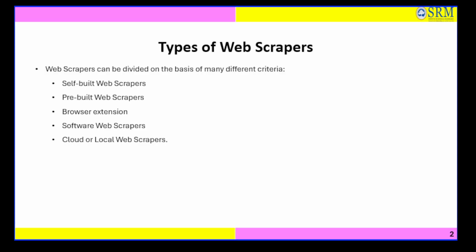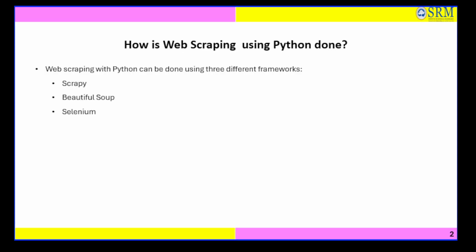And the local web scrapers run on your computer using local resources. So if your web scrapers are going to require more CPU or RAM, then your computer will become slow and not be able to perform other tasks. So how can this web scraping be done using Python? We have three wonderful tools called Scrapy, Beautiful Soup, and Selenium.